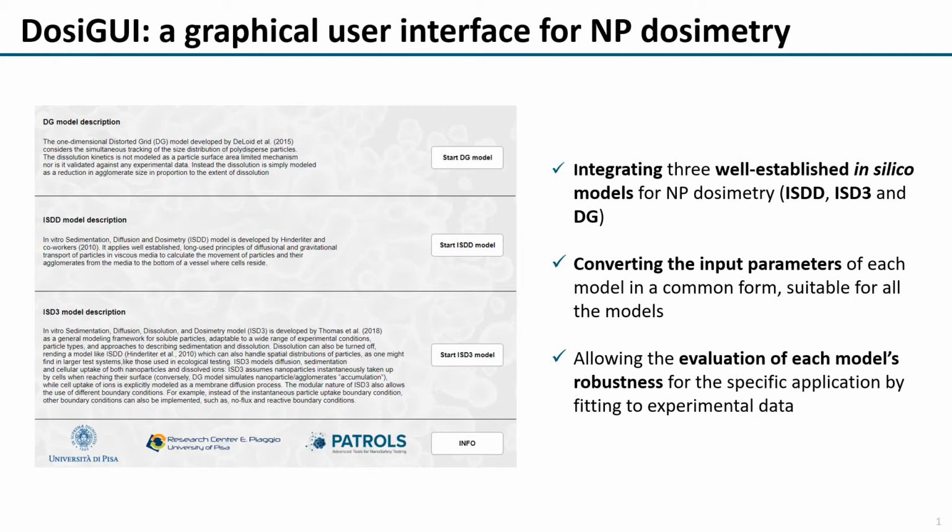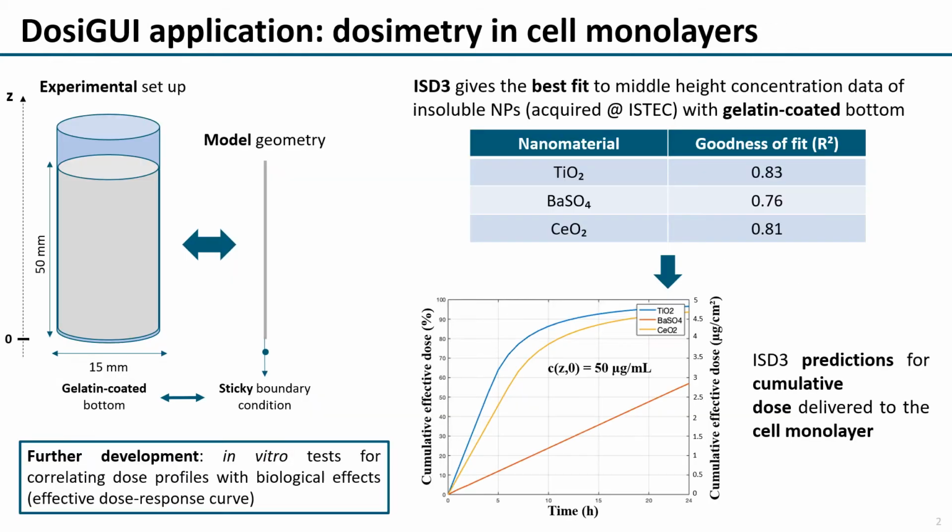So you can choose the different models to run, and all these models apply to a physical dimension of an in vitro setting with different bottom conditions, such as the gelatin coated bottom or the sticky boundary condition. What it does is generate the cumulative dose that reaches the bottom of the cell over time. So you can have that for different types of particles with different kinds of physical chemical characteristics.